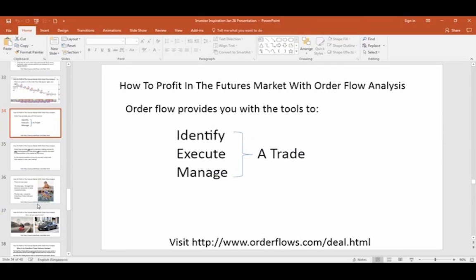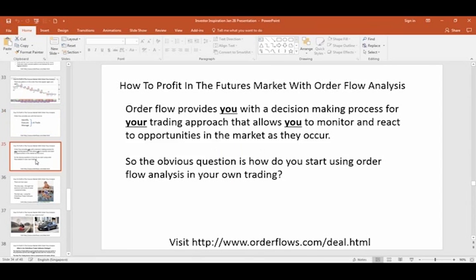So order flow, by now, you should understand, provides you with the tools to, one, identify a trade, two, execute a trade, and three, manage the trade. Those are three very important parts of trading. A lot of people focus on identifying trades, but that's only one piece of the puzzle. You have to execute it. You have to understand why it's happening and have the conviction behind you to take the trade. Then once you're in the trade, you've got to manage it. Are things changing? Are the conditions changing in the market such that you should stay in the trade or get out?